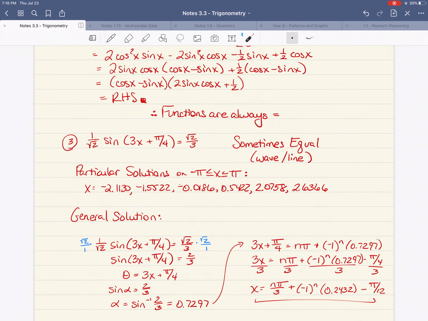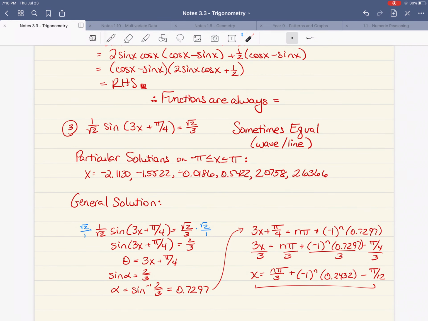All right, finally, number 3. I know for a fact that this is going to be either a sometimes or a never. So this one happens to be a sometimes because it's a wave and a line. That's a line. When you put it in the calculator, you'll notice that they do cross.